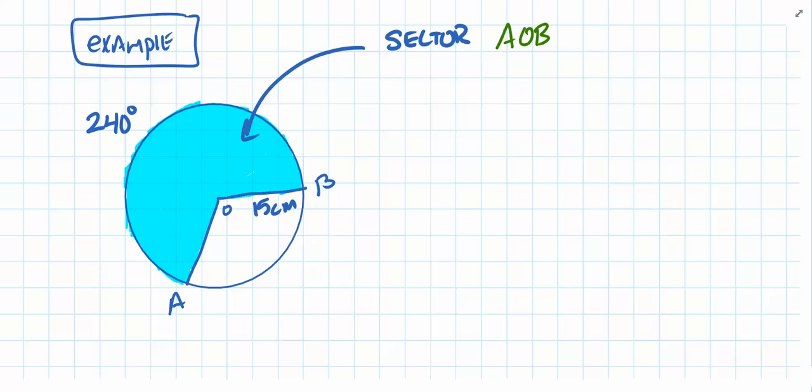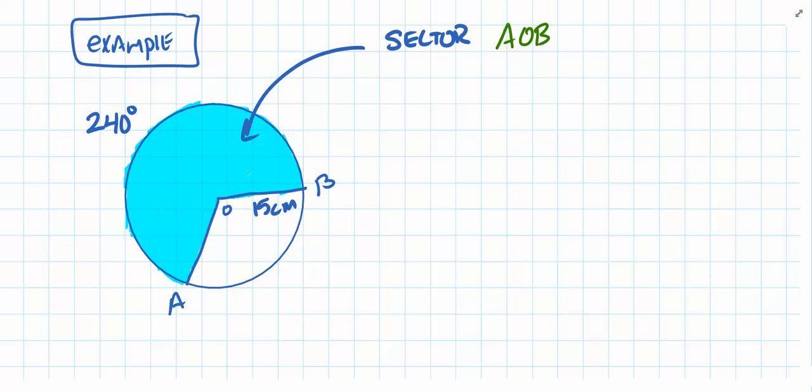So we're looking for the blue stuff. You will either be given a picture, in this case we are, or you will be told the measure of angle of sector AOB is equal to something, and then you can draw it in. So it will be given to you.